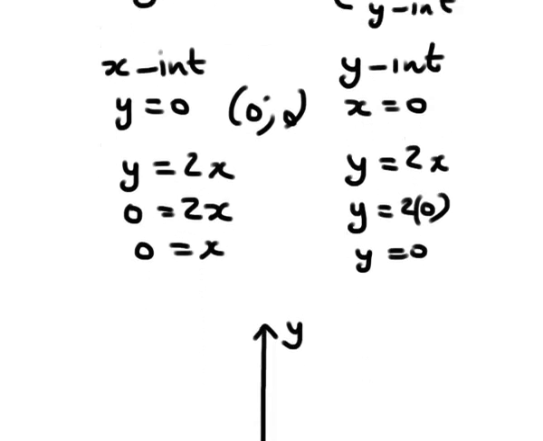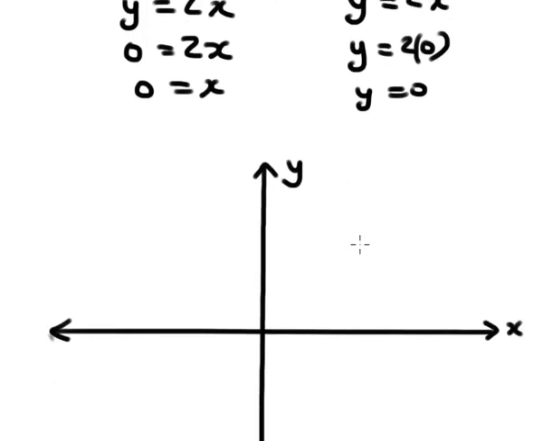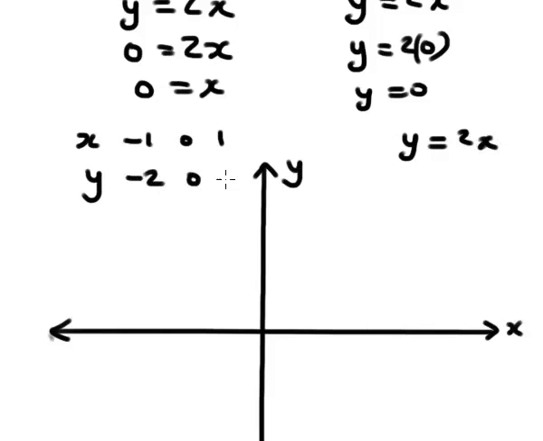So what we have to do is use a little table. I would suggest some values here. If I pick some values for x, say minus 1, naught, and 1, what would my y values be? Well, if you're going to double these, 2 times negative 1 is negative 2, naught, and 2. Then we can plot it. There's our naught, naught, x is 1 and y is 2.